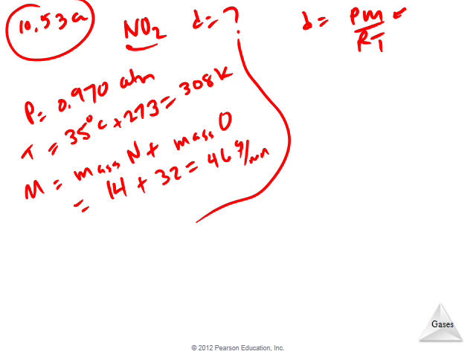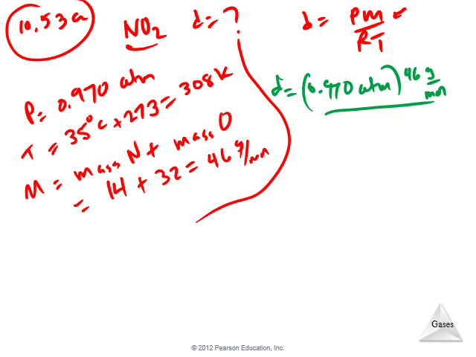So now I'm going to plug in all these numbers. D would be given by pressure 0.970 atmosphere, molar mass 46 gram per mole, over RT: 0.0821 liter atmosphere per degree Kelvin per mole, and temperature 308 Kelvin.